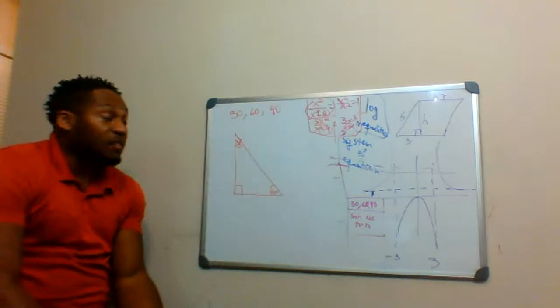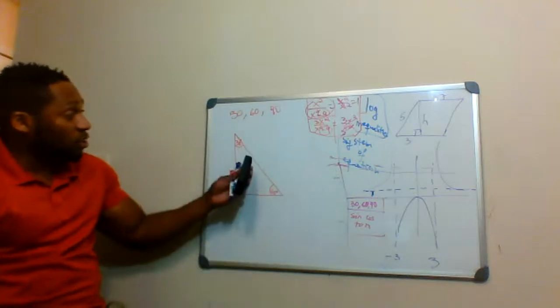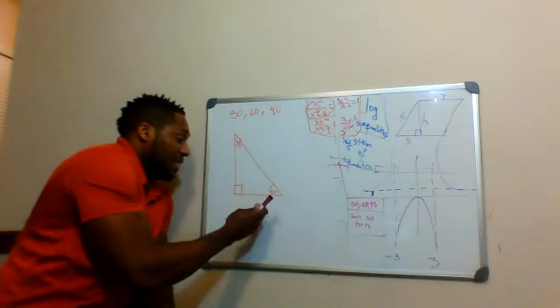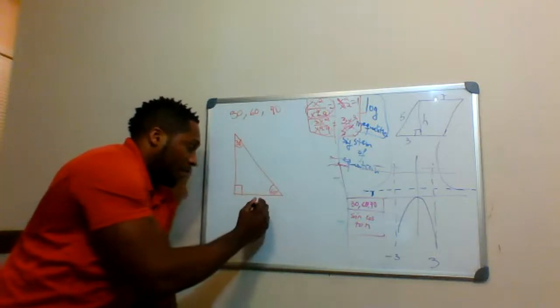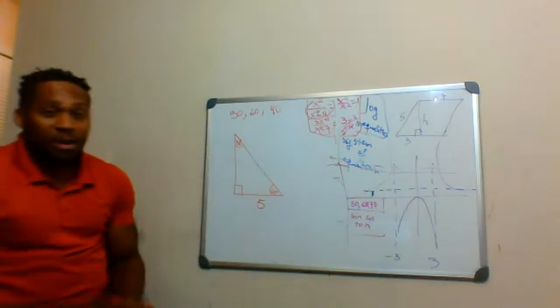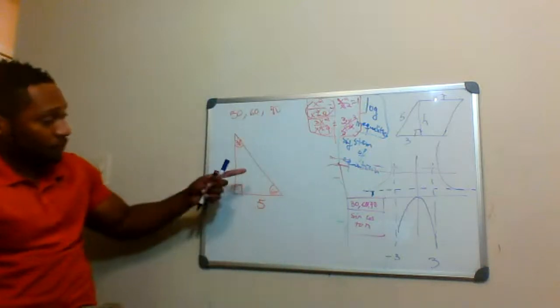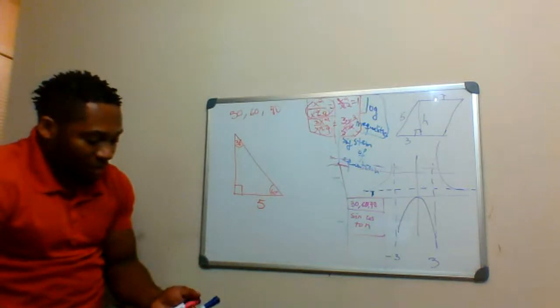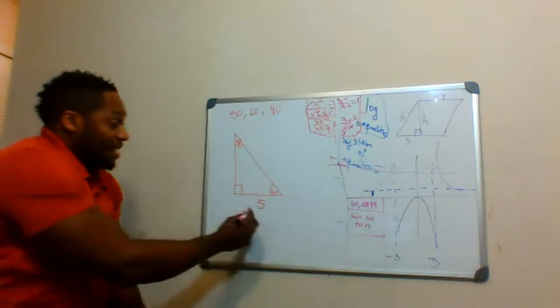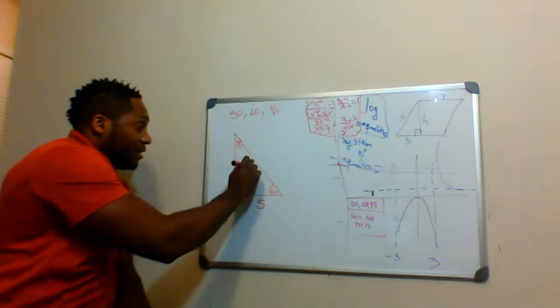But in the special case of a 30, 60, 90 triangle, if we have the length of one side here, let's say this is 5, we can find the length of all the other sides easily. So here's how it goes. The side that is opposite to the 30 degrees is the smallest side.